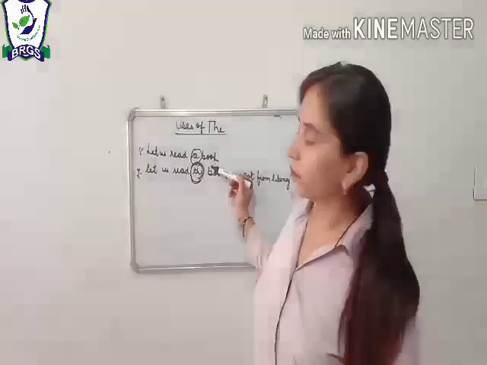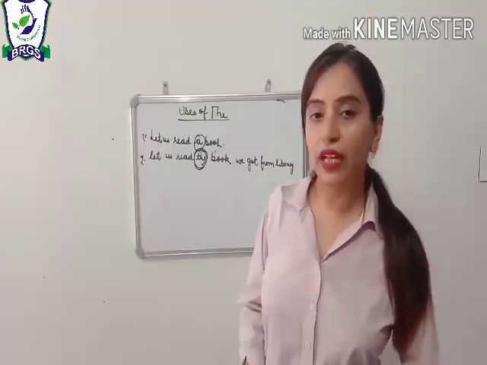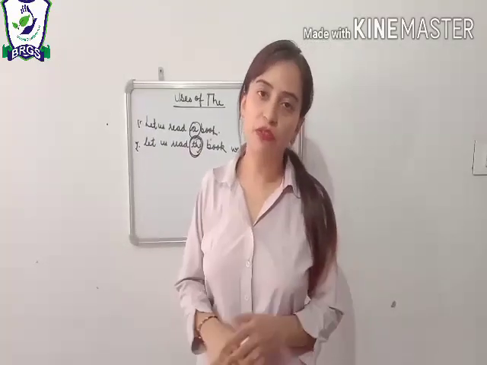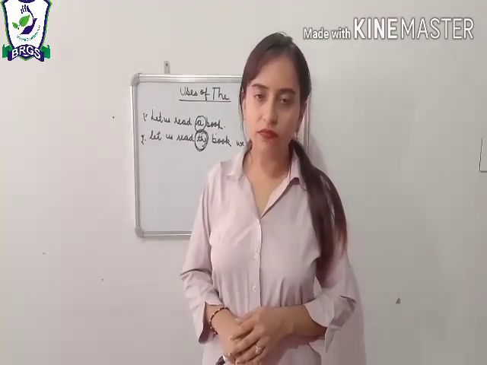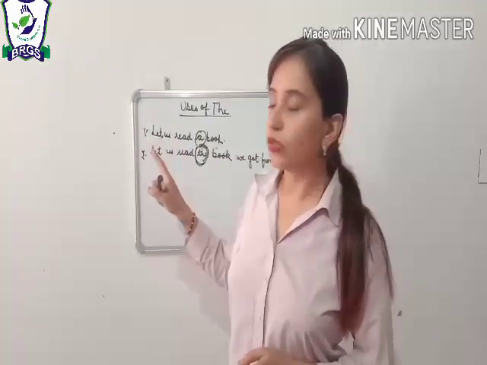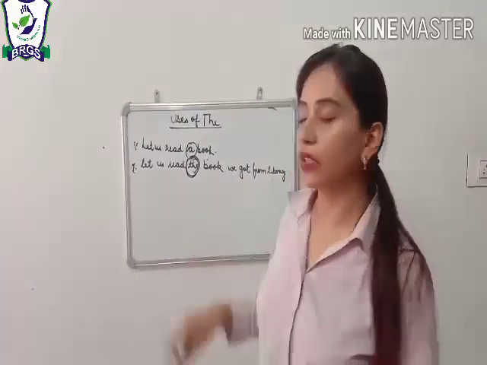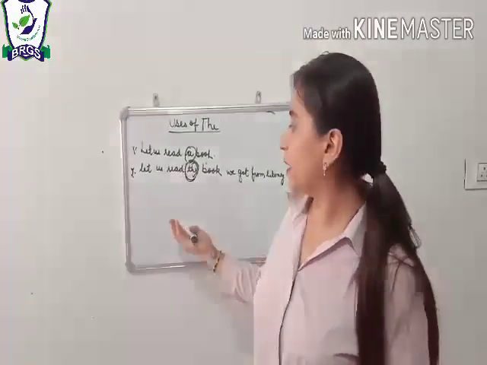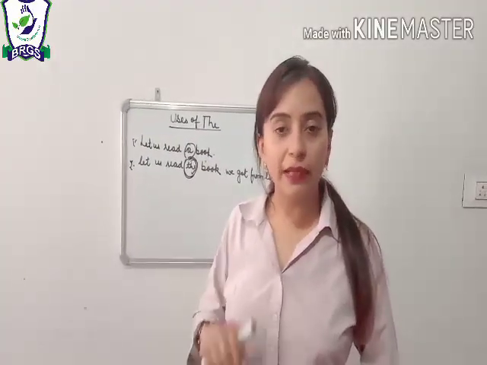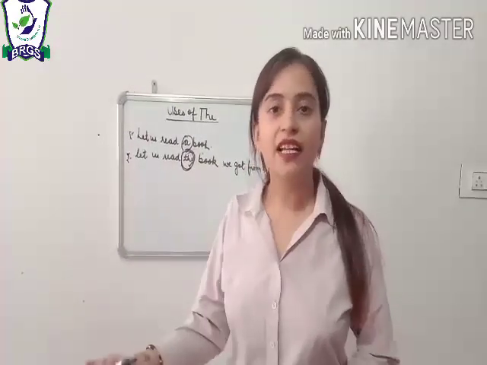Let us read a book. And see the second example. Let us read the book we got from the library. Here in the first sentence, let us read a book, we don't know which book we are talking about. Is it a definite book? No, it is not a definite book. Let us read the book which we got from the library. Here two friends are saying, let us read the book which we have got from the library. It is the particular book which we have got from the library. Let us read that book.